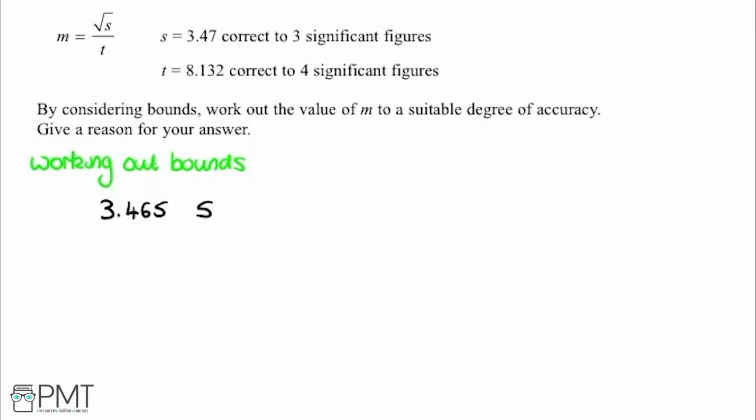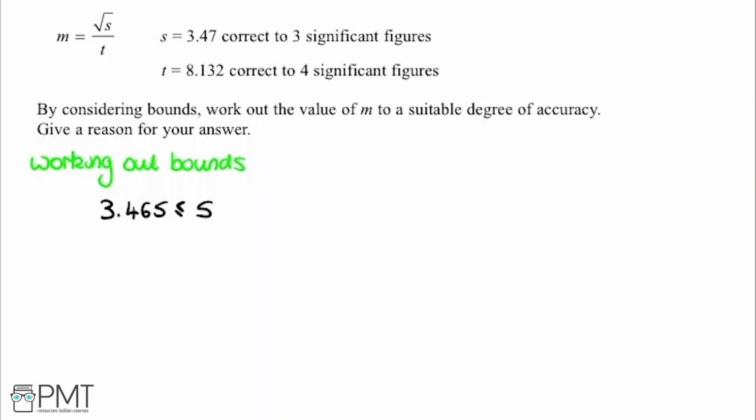3.465. So if you round that to 3 significant figures, you get 3.47, which is what we need. Remember, anything less than this value, so let's say we had 3.46499999 and so on, when you round that to 3 significant figures, you'd actually get 3.46. So because of that, we know that this has got to be the lower bound. So I'm going to draw in this symbol. So you can see I've said that s is greater than or equal to. So if it's equal to this value, we go to 3 significant figures, we get the value we want, or if it's greater than that, we'll get the value we want.